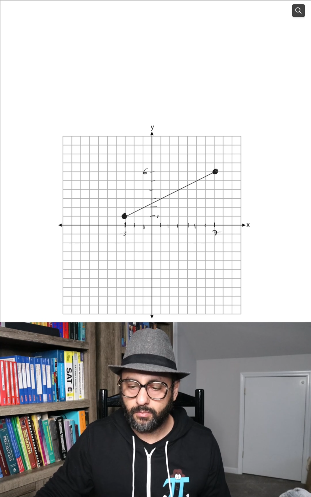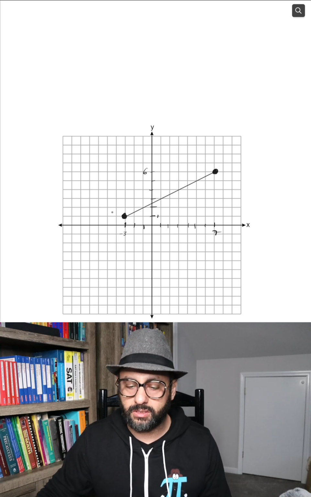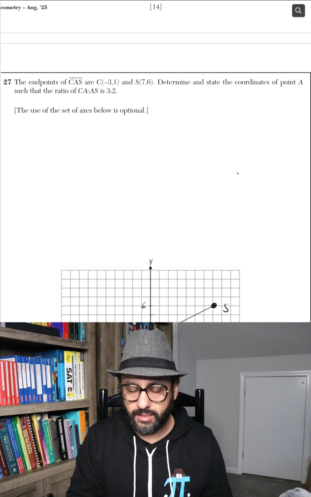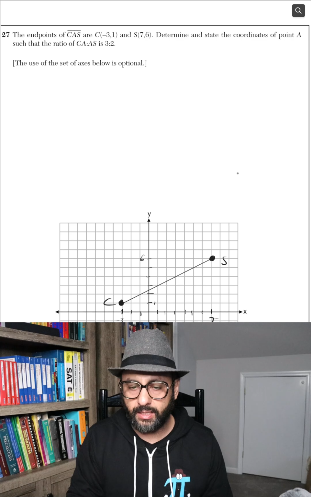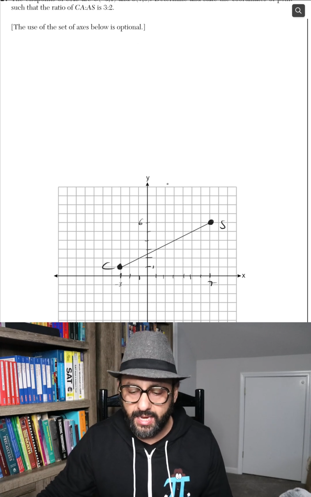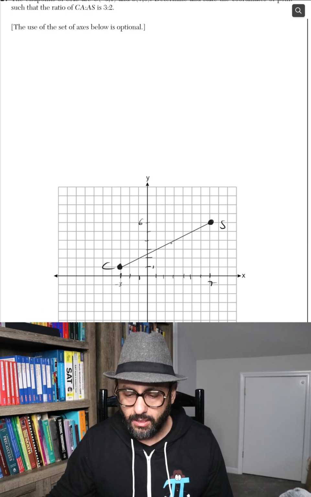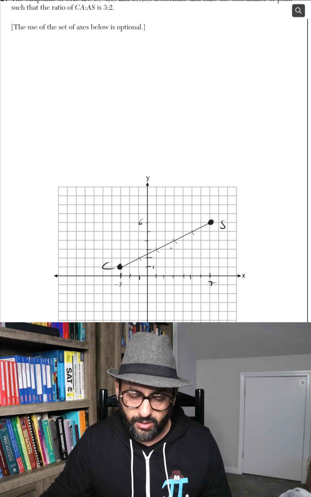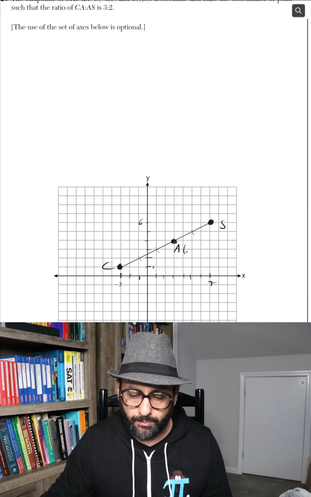Okay, good. And now, so this is C, this is S, right, in that order. Let me just make sure. C and S. And now I need A, so that CA to AS is in a ratio of 3 to 2. So A has to be slightly closer to S and slightly farther from C. And in fact, if I divide this line segment into 5 parts, and then 3 parts of it ends right here, so that's A. So if I state the coordinates of A right there, that's at least a point.